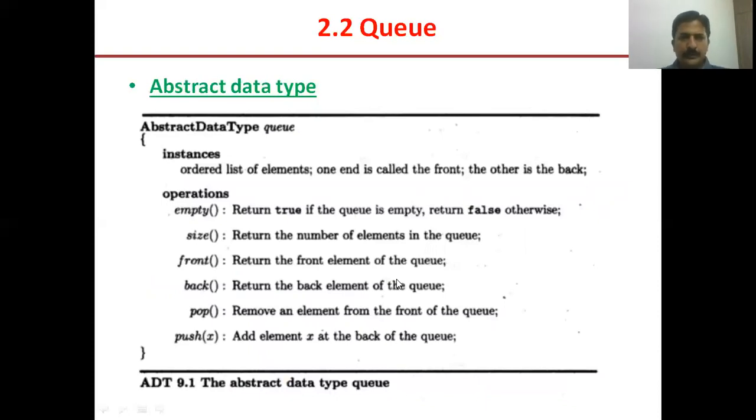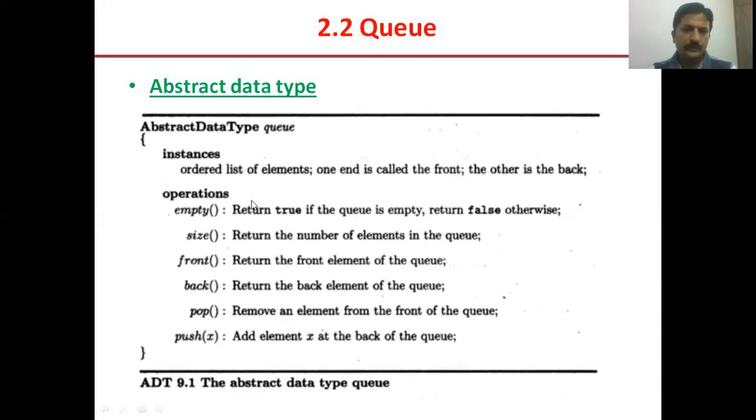Abstract data type. We have to define the abstract data type for the queue. As all of you know, an abstract data type is a general data type which can be implemented in any language. Once you define the abstract data type, it can be defined in any programming language. For the queue, the instances will be an ordered list of elements where one end is called the front and the other end is called the back. So you will have a list where you have front and back pointing to that list.